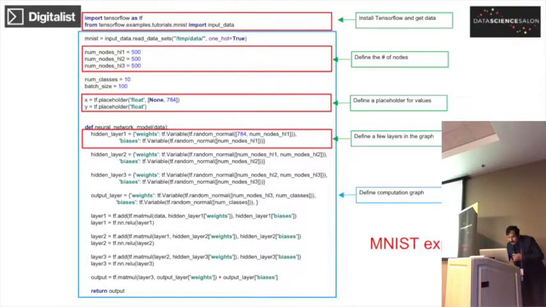And again, you're installing TensorFlow and getting the data. Data is available for free online, and actually the data comes with TensorFlow. If you install TensorFlow, it has the data for MNIST also, so that you can run experiments. Define the number of nodes, define the placeholder, define a few layers in the graph, whatever number of layers. You can actually have 10 layers, 20 layers. It just takes more computation, more time.